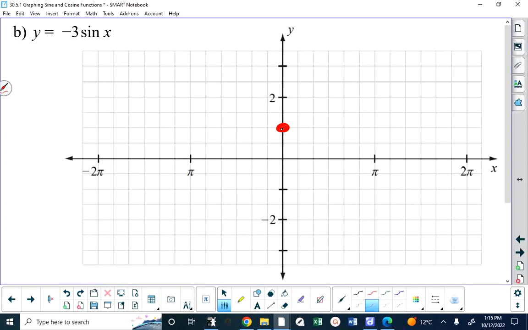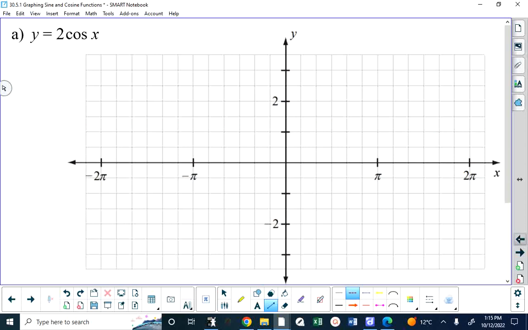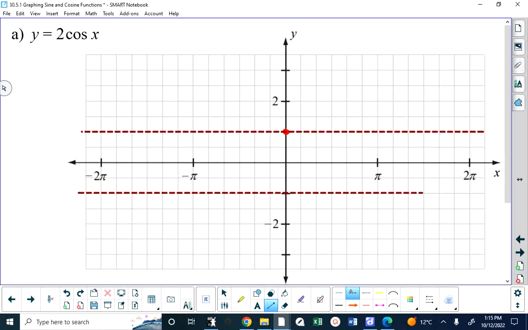You also know that cosine has a maximum value of 1 and a minimum value of negative 1. Are you with me on that? Okay. You also know, let me draw that in, that cosine starts at 1 on the y-axis and goes down, and it oscillates between 1 and negative 1. You should know.